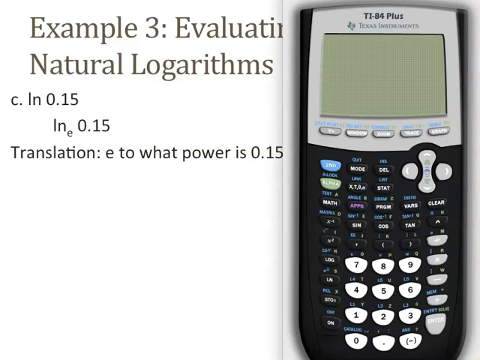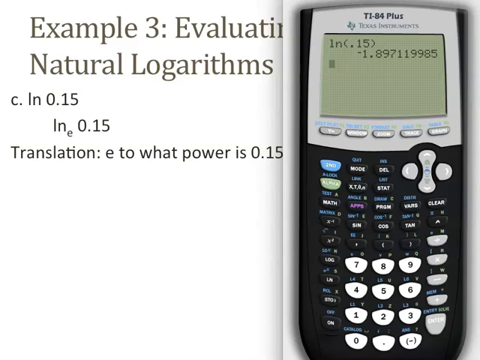Okay, so here's the calculator. And we want to find ln of 0.15. Now again, remember the e down at the bottom is not necessary, but it can be helpful. Now, if you're looking for the ln button, it's right under the log button. It's next to the 4 over here. So ln of 0.15, and then hit enter. So it comes out to be about negative 1.8971 or so.